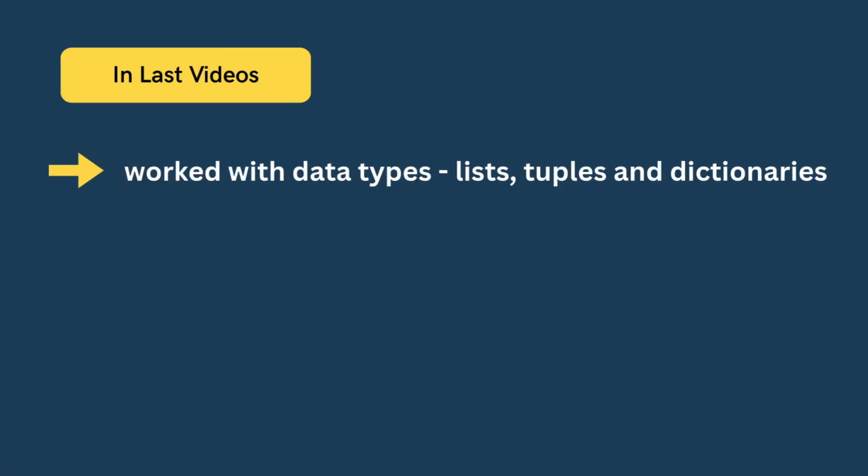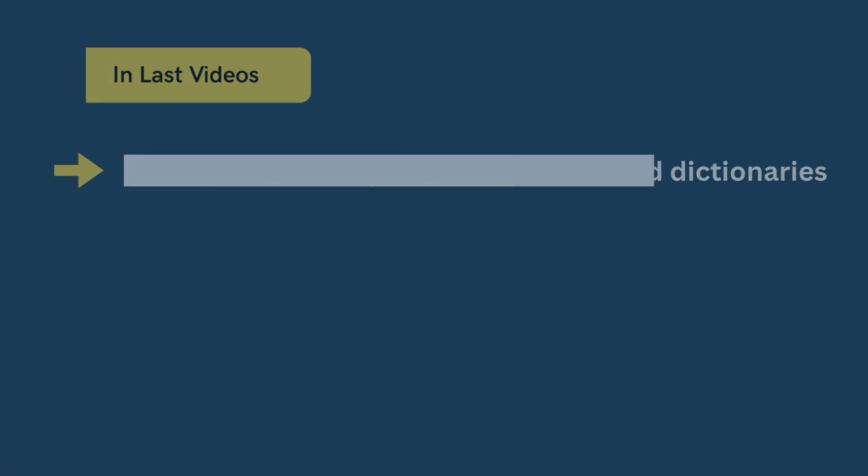In the last videos, we worked with data types, lists, tuples, and dictionaries. Now we need a way to make decisions based on data. That's where if, elif, and else come in. In Python, if else is used when you want code to run only if a condition is true. Think of it like asking a question about your data.